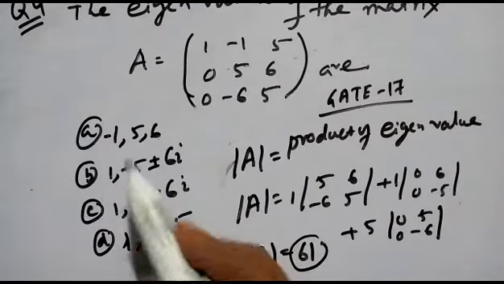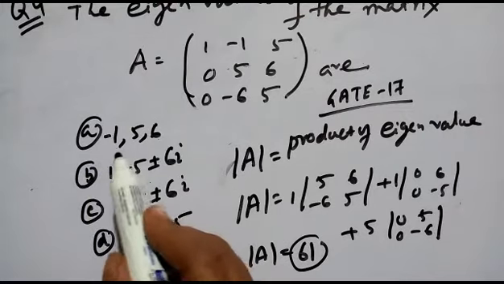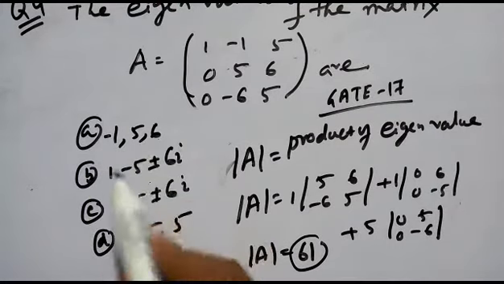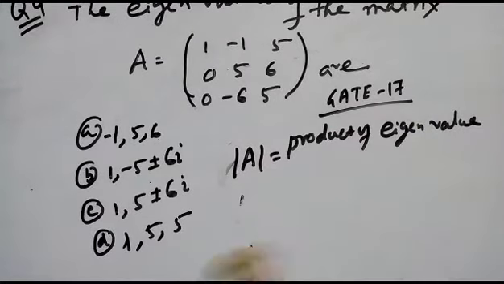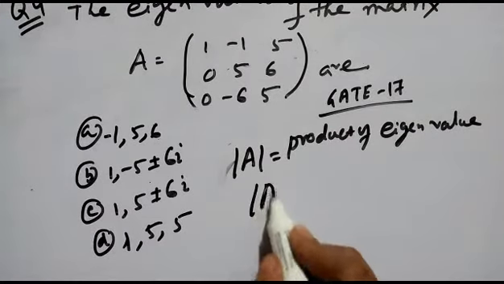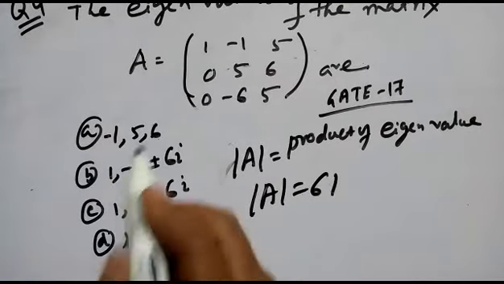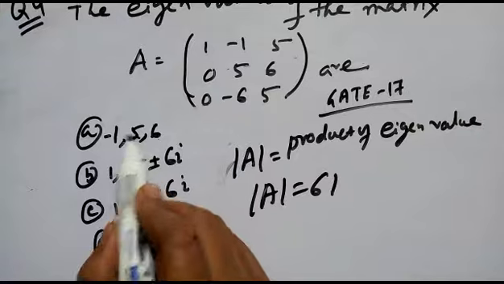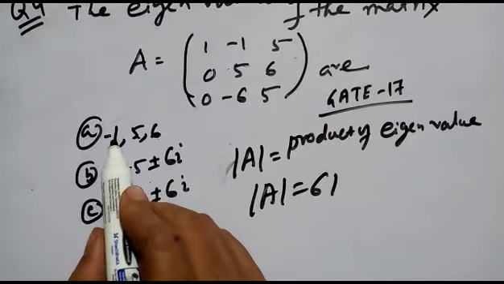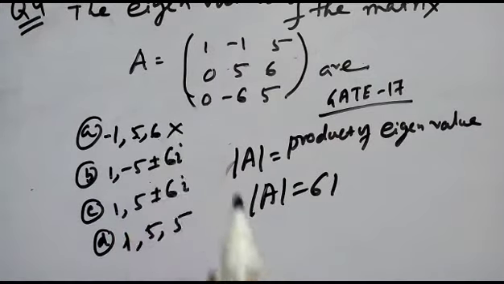That means the option whose product value gives us 61. Clear? So we write determinant of A equal to 61. Now we multiply the eigenvalues: 6 into 5, that means 30, 30 into minus 1, that means minus 30. So this is a wrong answer.